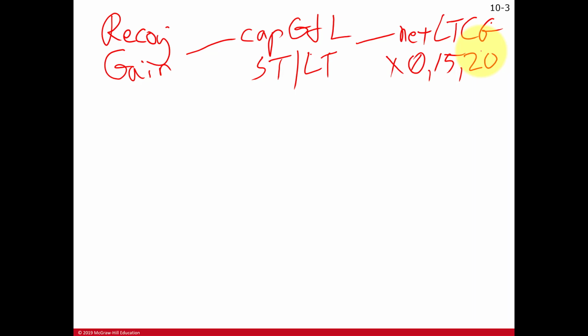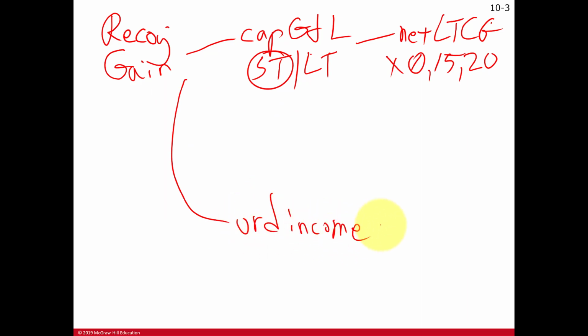If you end up with a short term gain, that's going to be taxed as ordinary income. Ordinary income is taxed at the regular tax rates of the taxpayer.